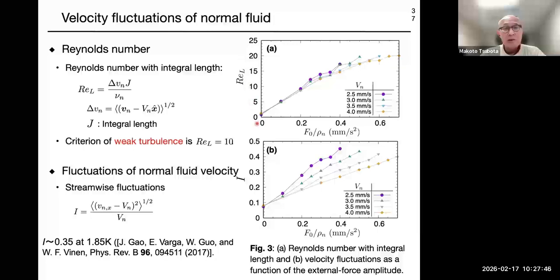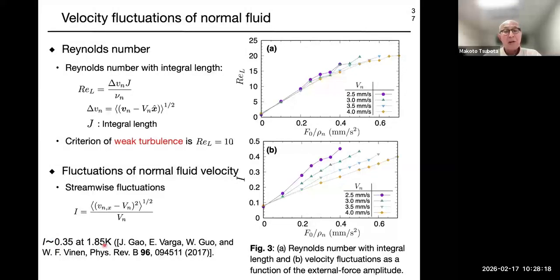So this Reynolds number increases with the amplitude F0. And the lower figure shows the fluctuation of the normal fluid velocity. This is the fluctuation amplitude of the normal fluid velocity, and this is our numerical result. The fluctuation amplitude increases with F0. And for reference, the Tokyo group reported I should be approximately 0.35 at 1.85 Kelvin.